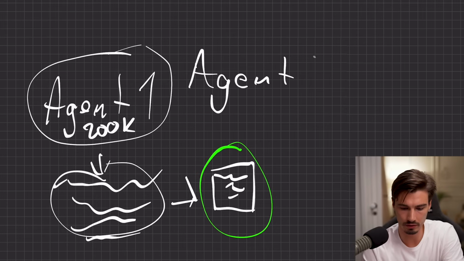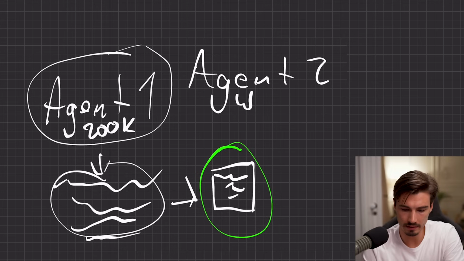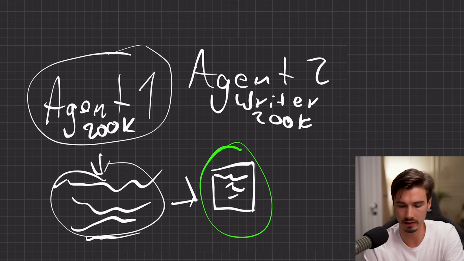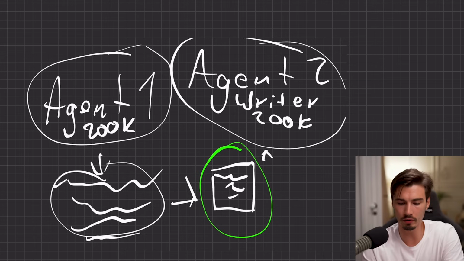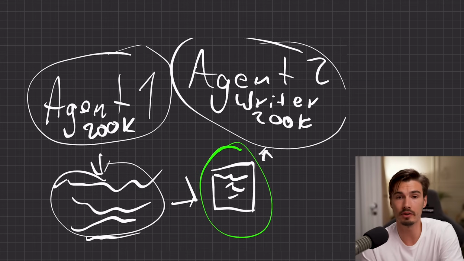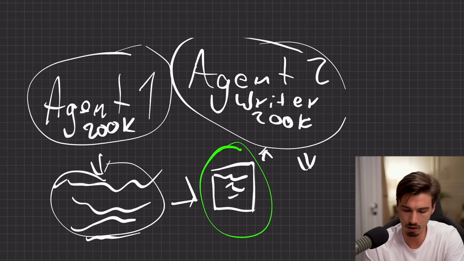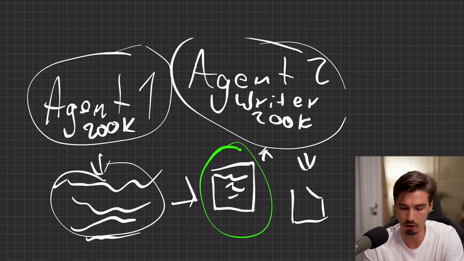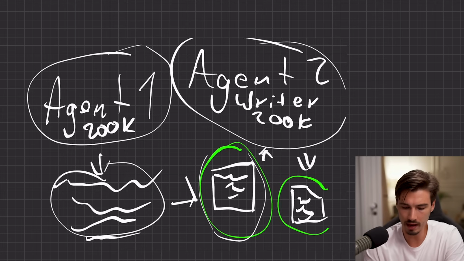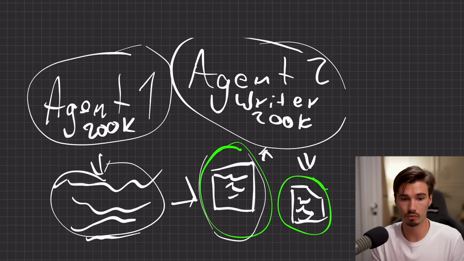So here we have agent 2, and maybe agent 2 is a writer. And again, this agent has another 200,000 tokens of context, and it takes in this report, which is amazing because now it has a summary of everything that it needs to know to then go ahead and work on a final, let's say, blog post. And then it writes its blog post with all the context it has, including this report. And then voila, you have your final blog post, and this worked great.